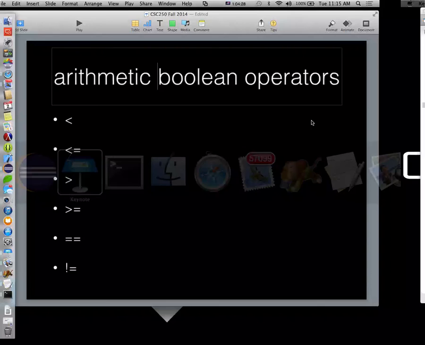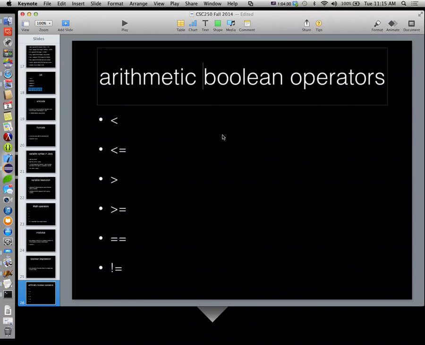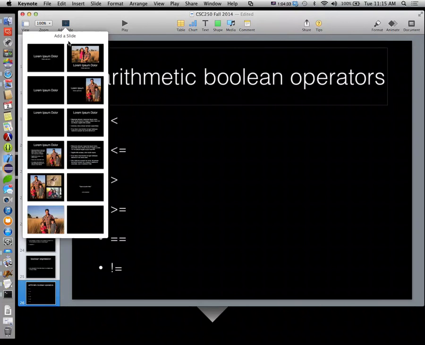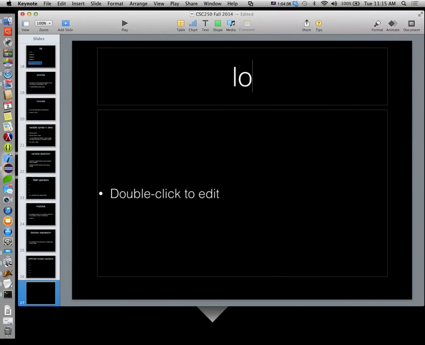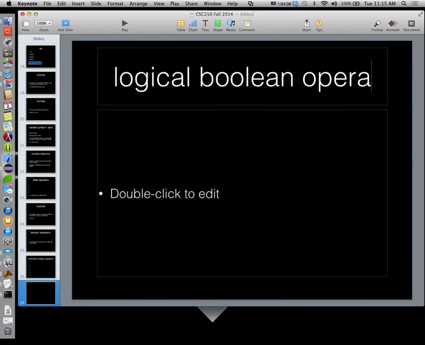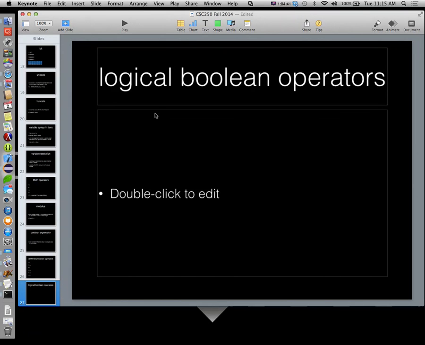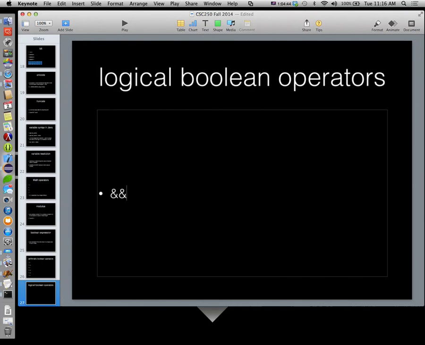All right. So these are the arithmetic Boolean operators. Then we have our logical Boolean operators. Logical Boolean operators, we have and. We have or. So and is the double ampersand, no spaces. Or is the double vertical bar, no spaces. We have not, which is just an exclamation point.